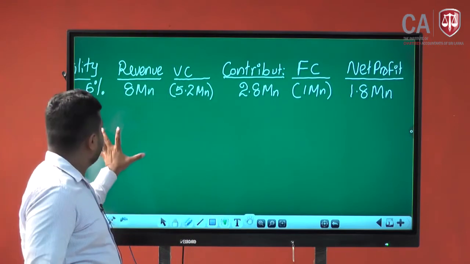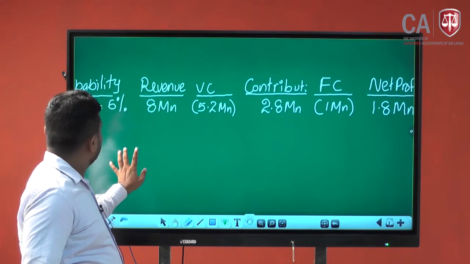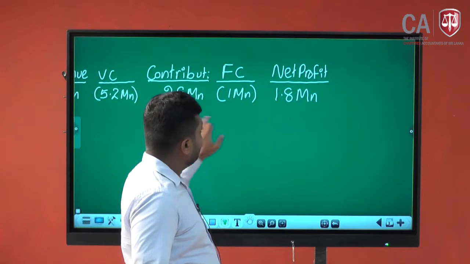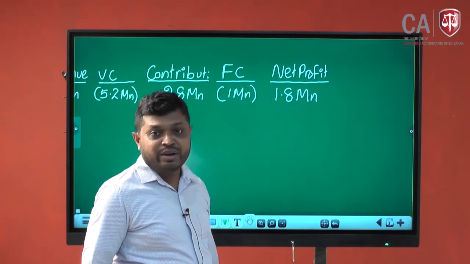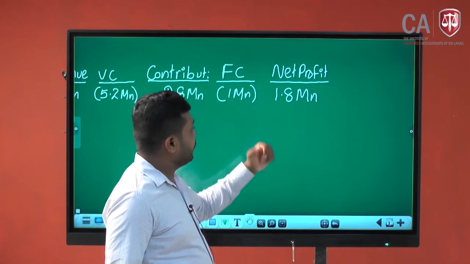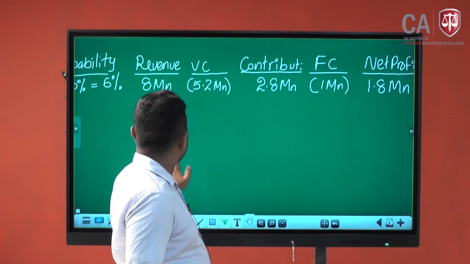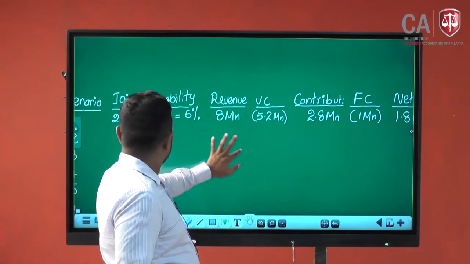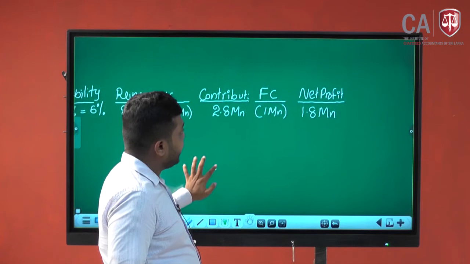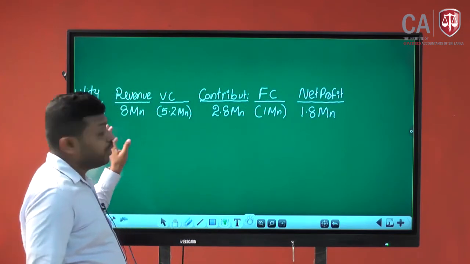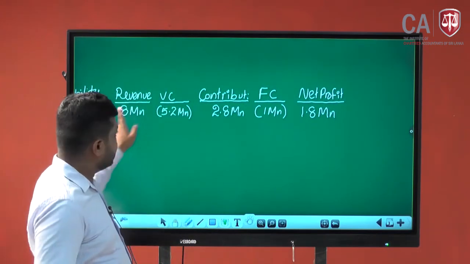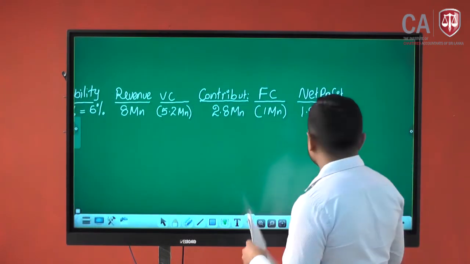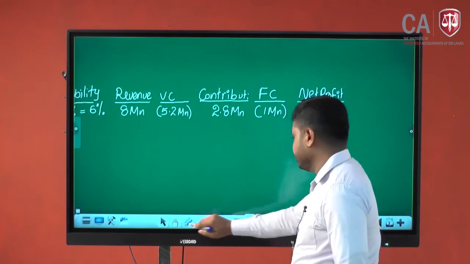If you look at this one, your joint probability is 6%. You can't expect 1.8 million as your net profit, because there is a joint probability of 6%. Therefore, what you have to do is calculate the weighted average, or expected value.